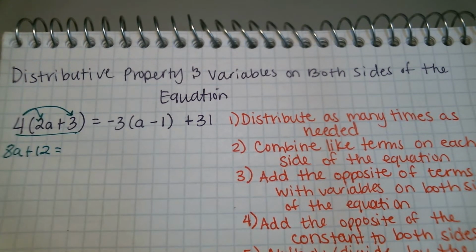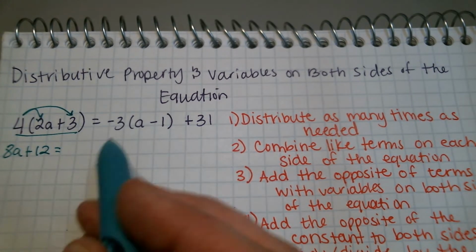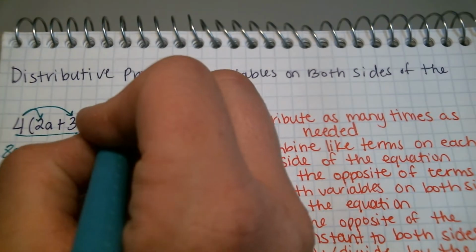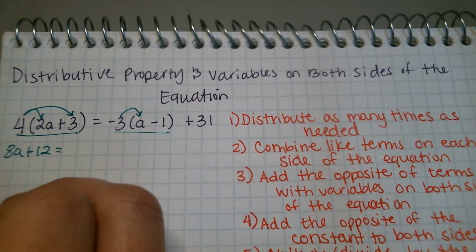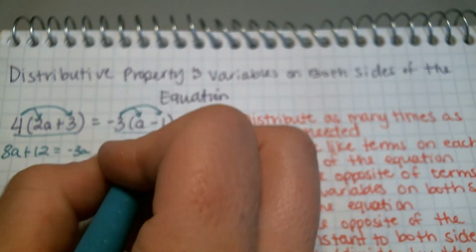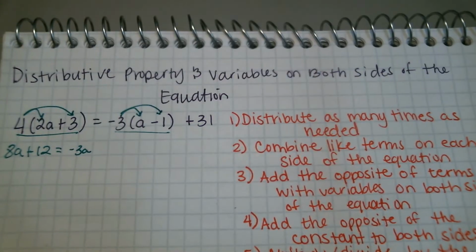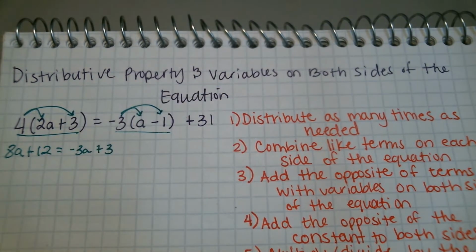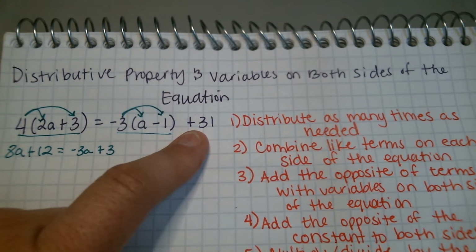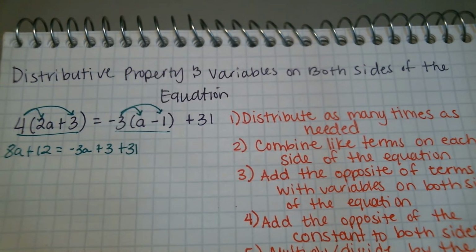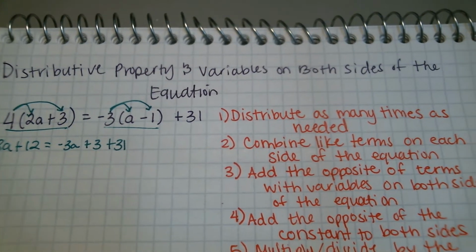All right, now I have to distribute again, because I see right here I have distributive property. So I'm going to take care of this distributive property by multiplying negative 3 times a is negative 3a, and negative 3 times, make sure you know this is negative 1, is positive 3. So I have a negative times a negative situation. And then don't forget, you still have a plus 31. All right, so that's what I mean, distribute as many times as needed.